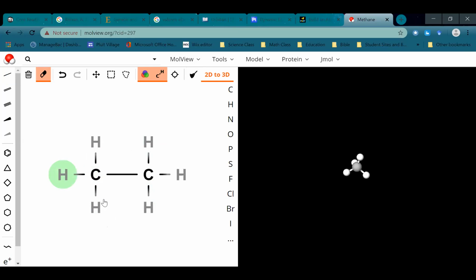I cleaned it up, so it added the extra hydrogens we need. This one has 1, 2, 3, 4 bonds. This one has 1, 2, 3, 4 bonds. So they're both happy. One bond is shared between, the other are with hydrogen. So usually if you're making a hydrocarbon, you start with your carbons. We call it sometimes the carbon backbone, and then you can add your hydrogens on after.